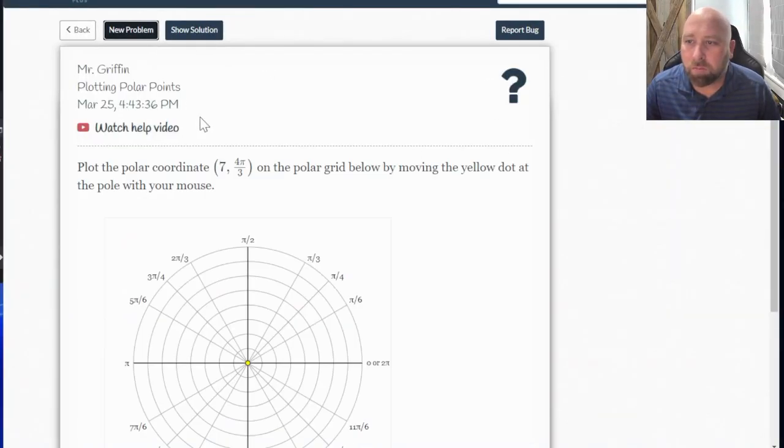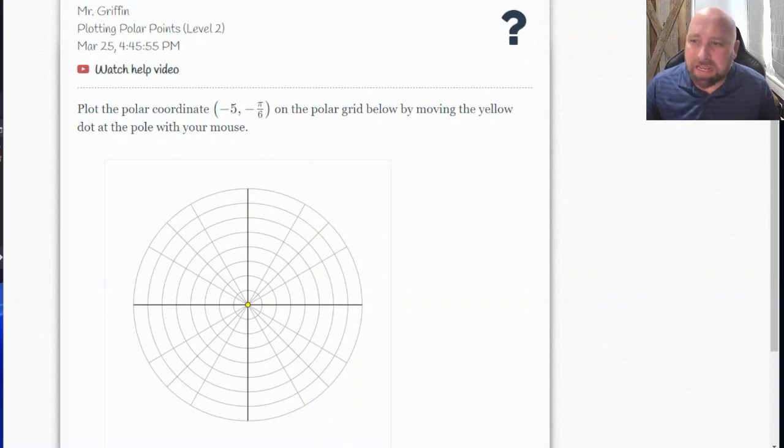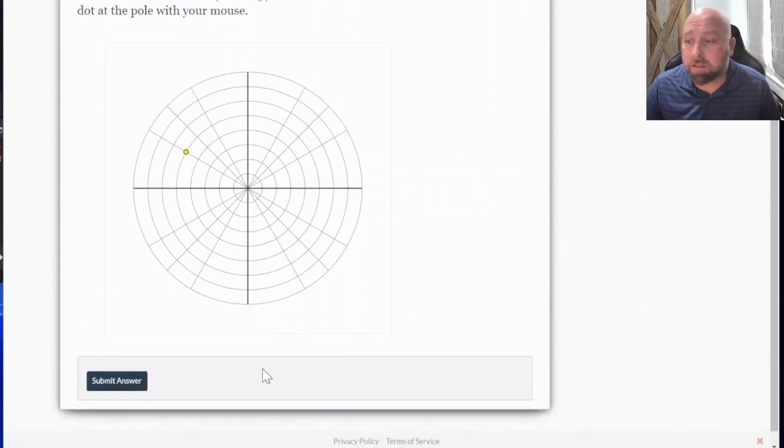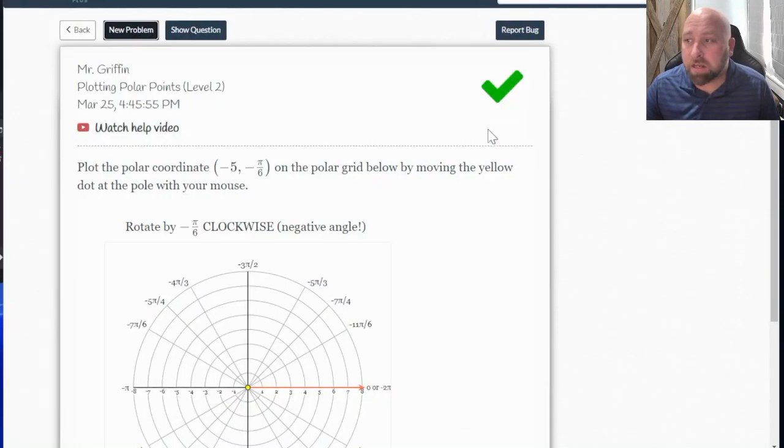So let's go for a new problem. All right, so let's do this problem. This one gives us negative, negative. Now look, they've taken away our radians, so they're not going to allow us to cheat over here anymore and see the radians. Hopefully you know that pi over 6 is 30 degrees, so this is going to be negative 30. So here's what we need to do. We need to go negative 5. So there's 1, 2, 3, 4, 5 on the negative. And then we are going to go 30 degrees negative. So negative is clockwise. So it would be right about there. Okay, 30 degrees in. We'll submit that answer. We'll check it. And there we go.